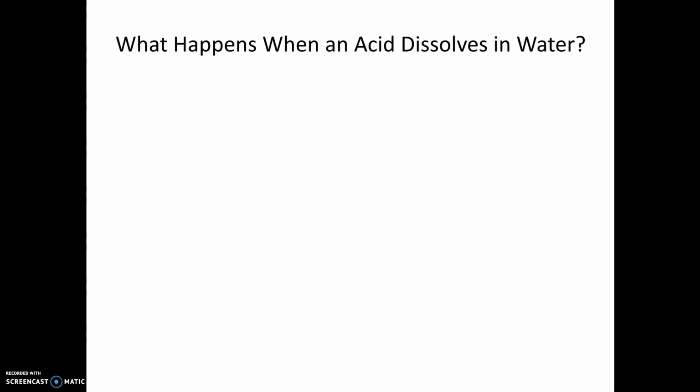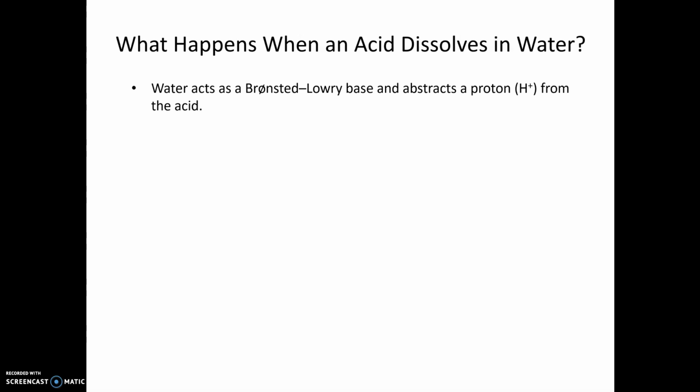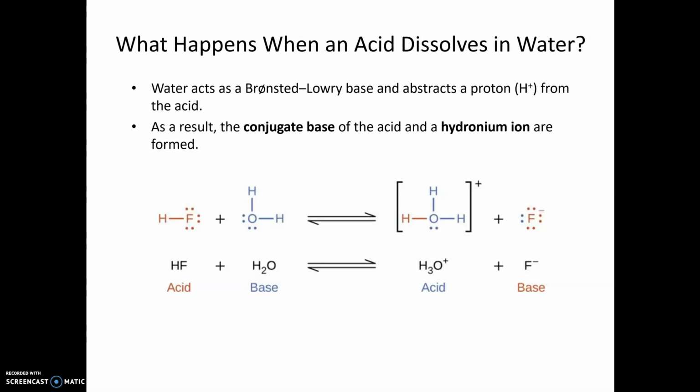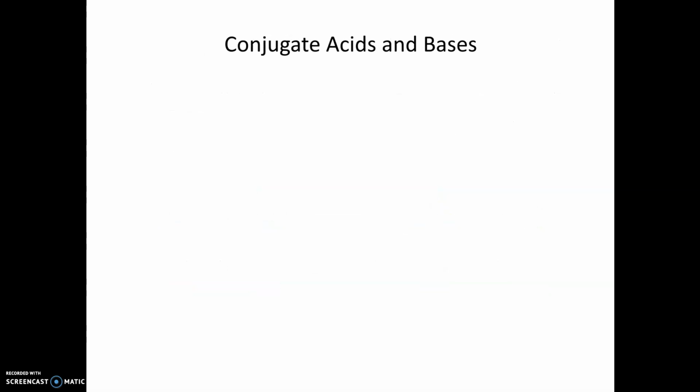So what happens when an acid dissolves in water? The oxygen on the water attracts the hydrogen on hydrogen fluoride, forming the hydronium ion and fluoride. And if you notice, the HF forms a base. The water, which was a base, forms an acid. And this leads to conjugate acids and bases.